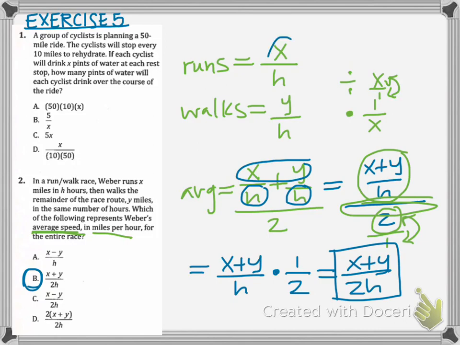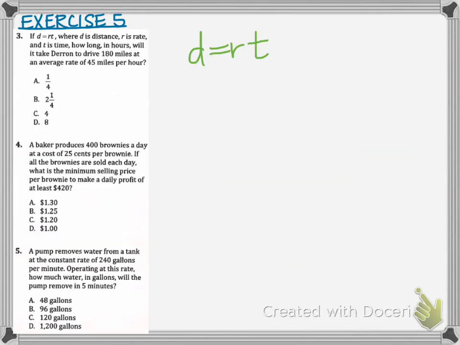So the way you want to start is really have a clear idea of the information that they're giving you. For number 3, it says d is distance, r is rate, t is time. So distance equals rate times time. How long, so that's time, will it take Darren to drive 180 miles? So that's our distance. So for distance, we're going to put 180 equals at an average rate of 45 miles per hour. So for r, we're going to put 45 miles and then times t.